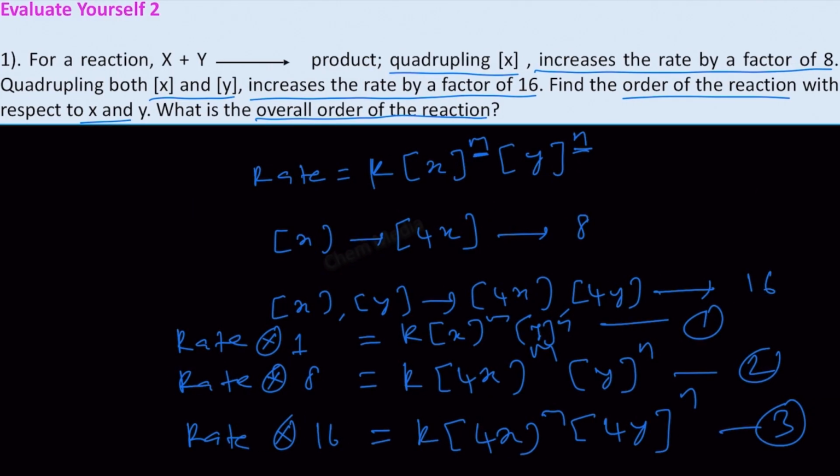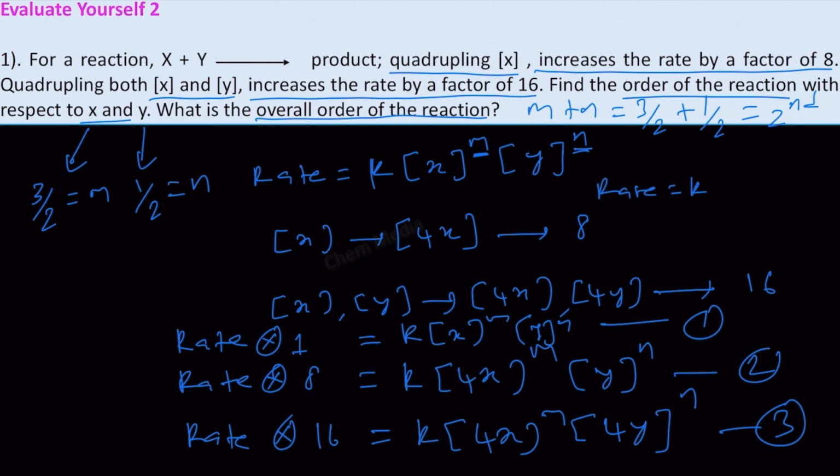So this means order with respect to x is 3 by 2 because the value of m is 3 by 2. Order with respect to y is 1 by 2 because the value of n is 1 by 2. And what is the overall order? 3 by 2 plus 1 by 2, m plus n. Therefore, overall order is second order. So therefore, we can write the rate equation like this now: rate equal to k times x to the power 3 by 2 times y to the power 1 by 2.